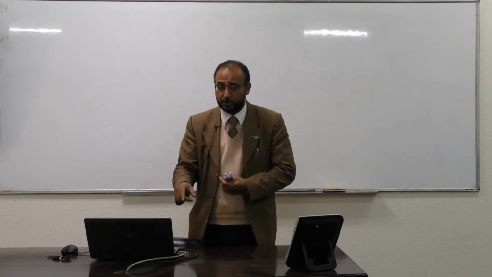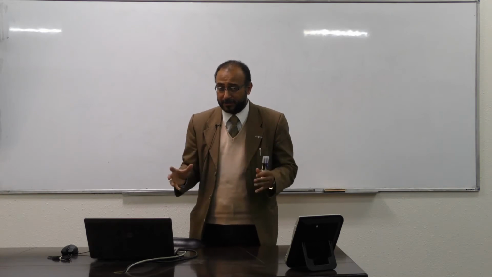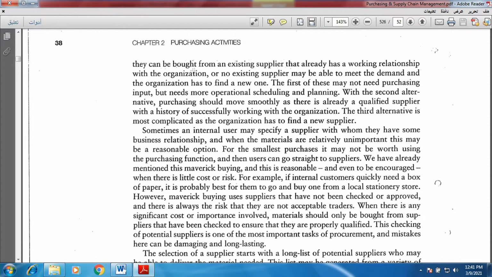We are on page 38. Again, we will continue highlighting the main ideas, and we wish you a good time. When we say identifying and selecting the suppliers, we don't mean only the existing suppliers. We are also looking to build relationships with new suppliers. These suppliers are qualified to meet the demand of the organization. What kind of organization? Anyone, any organization.